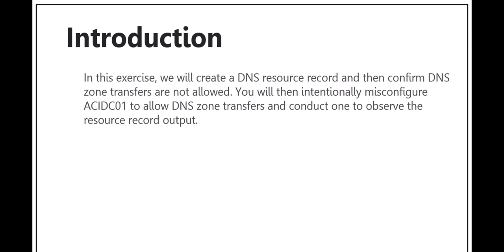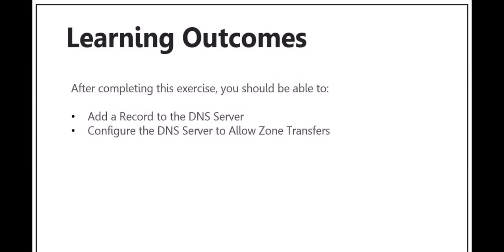In this exercise, we will create a DNS resource record and then confirm DNS zone transfers are not allowed. You will then intentionally misconfigure SSC01 to allow DNS zone transfers and conduct one to observe the resource record output. Learning outcomes. After completing this exercise, you should be able to add a record to the DNS server and configure the DNS server to allow zone transfers.